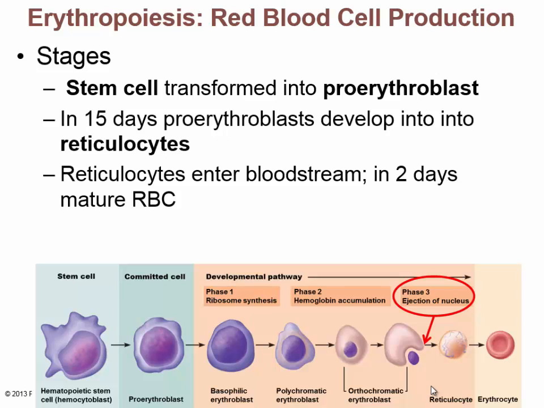Erythro means red, and pro means before. So it's like building the early or before red blood cells. So the stem cell will get transformed into that pro-erythroblast. Once it becomes a pro-erythroblast, it's now committed. No matter what happens from now on, it's going to become a red blood cell.